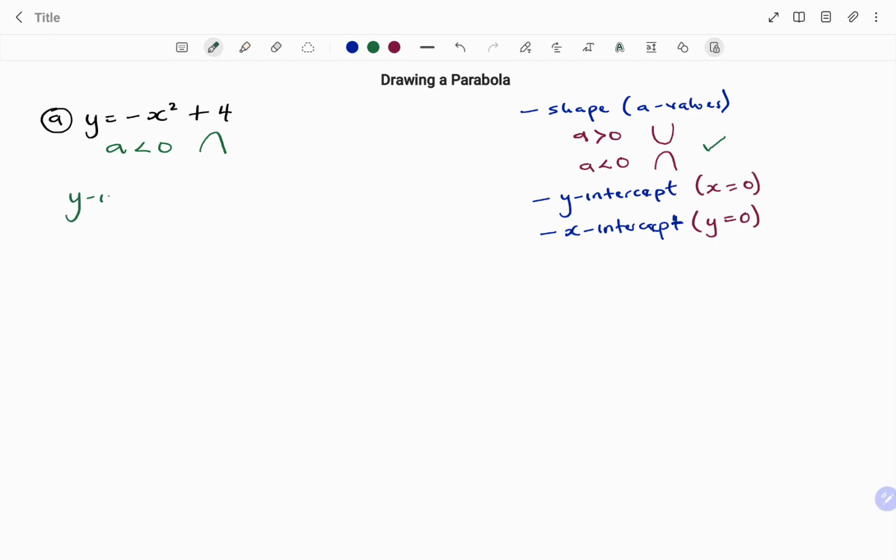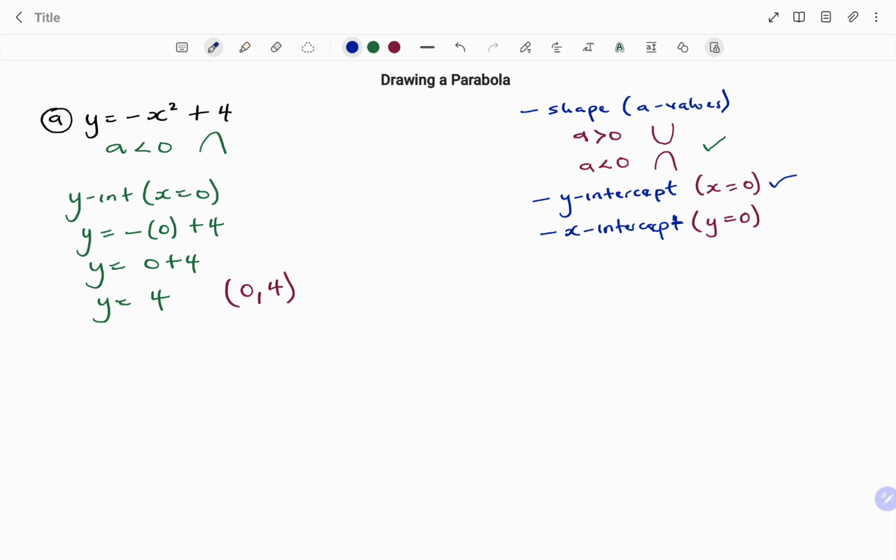To find our y-intercept, we have to make the value of x equal to 0. So going back to our equation, we have y equals minus, and every occurrence of x we replace with 0, plus 4. Therefore y equals 0 plus 4. The value of y equals 4. Therefore, that point would be x is 0 and y is 4. So we've been able to get our y-intercept.